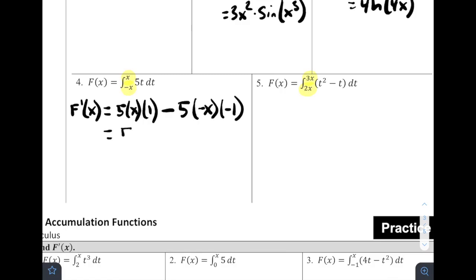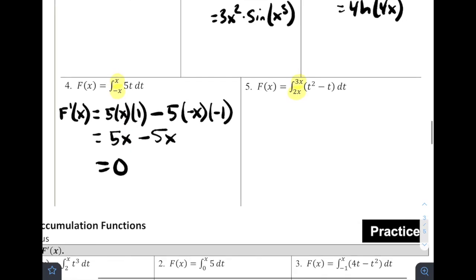So this looks like this is going to be equal to 5x, and then we have minus 5 times negative x times negative 1. Those negatives cancel, so this is going to be 5x minus 5x. This is going to be equal to 0 for this particular one. So the derivative of the integral from negative x to x is going to be equal to 0.